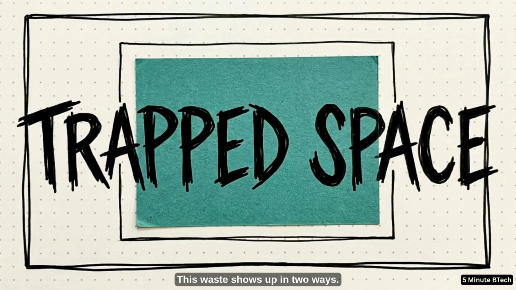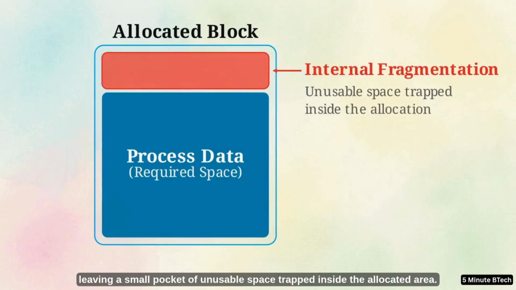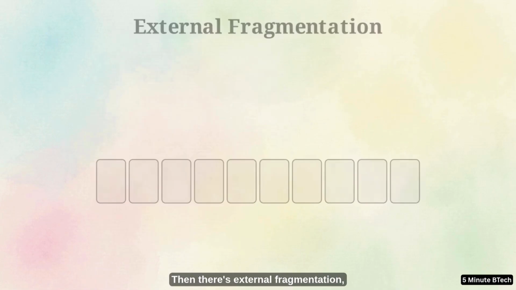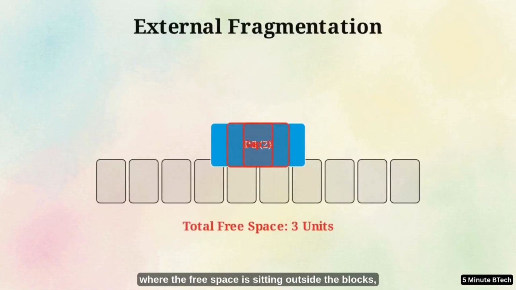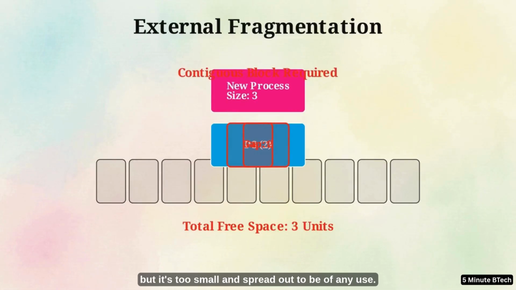This waste shows up in 2 ways. First, there's internal fragmentation. This happens when a process is given a block that's slightly too big, leaving a small pocket of unusable space trapped inside the allocated area. Then there's external fragmentation, where the free space is sitting outside the blocks, but it's too small and spread out to be of any use.